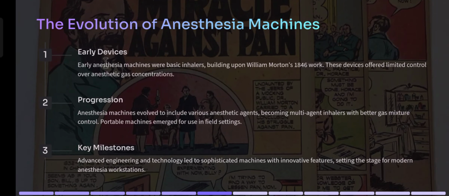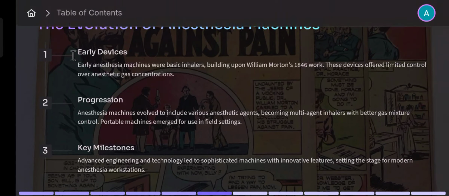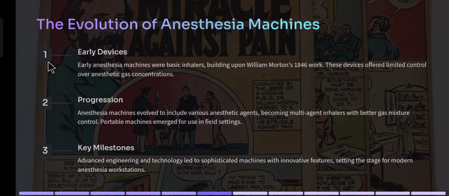Slide 5. The evolution of anesthesia machines. 1. Early devices. Initially, anesthesia machines were simple inhalers offering limited control over gas concentrations. 2. Progression. Machines evolved to include multiple anesthetic agents with better control, and portable versions were developed for field use. 3. Key milestones. Advances in engineering and technology led to modern, sophisticated anesthesia machines with innovative features.